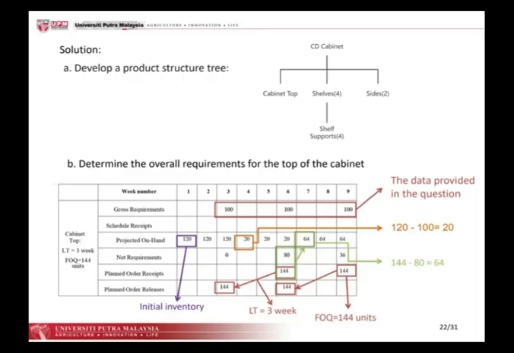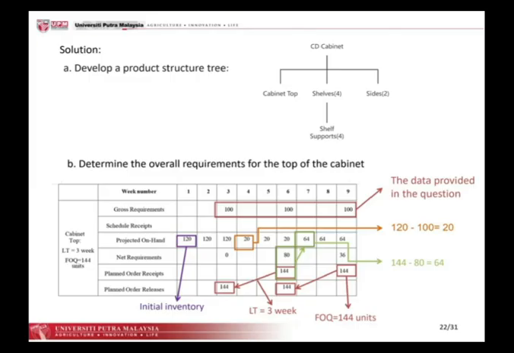Look at the first table. The first table is cabinet top. We can see that one CD cabinet only needs one cabinet top. So, the gross requirement is 100 units. The projected on hand for 1 week is 120 units. The 120 units is inventory. And because the gross requirement for 3 weeks is 100 units, the projected on hand for 3 weeks is 120 units. According to the calculation, the projected on hand for 4 weeks is 20 units.